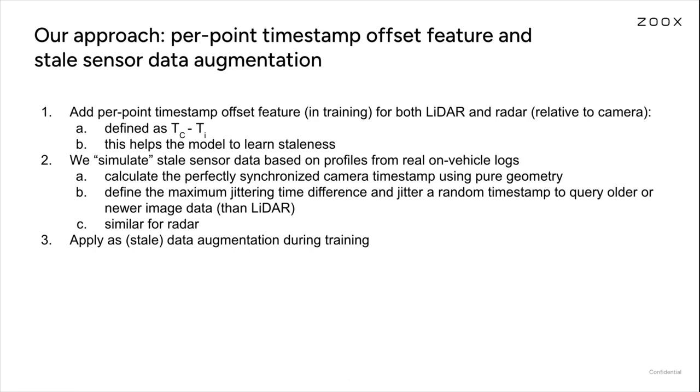Second, we simulate still sensor data based on profiles from real on-vehicle logs. We calculate the perfectly synchronized camera timestamp using pure geometry. We define the maximum jittering time difference and jitter a random timestamp to curate older or newer image data than LiDAR. And we repeat this similarly for radar. Third, we apply this still sensor data as data augmentation during training.